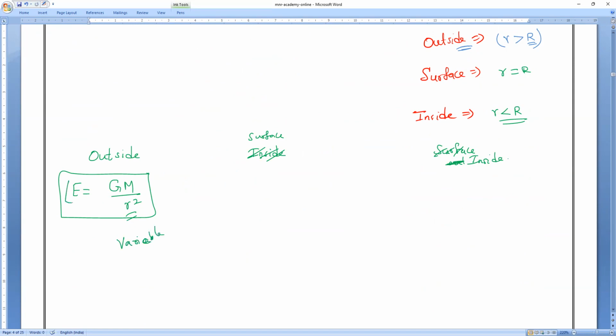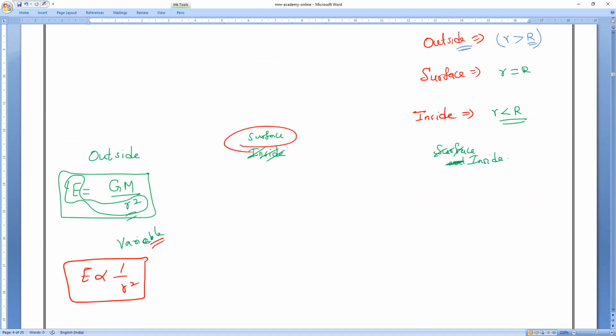Because what is the relation here? See here and tell me, what is the relationship between gravitational field and r? Everybody? Yes, E is inversely proportional to the square of r. So it is variable.